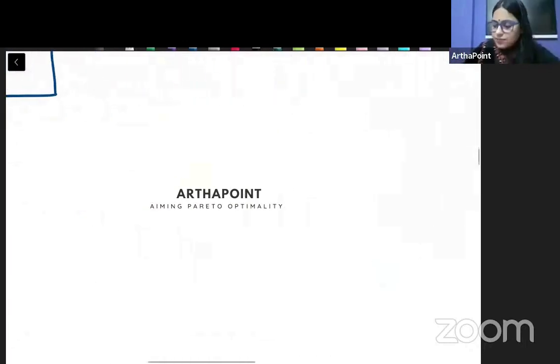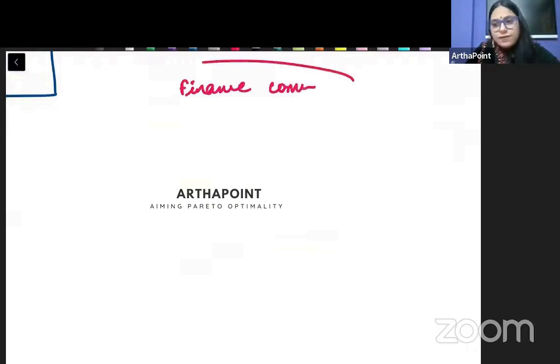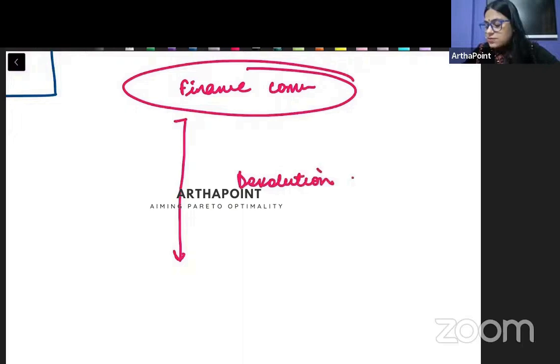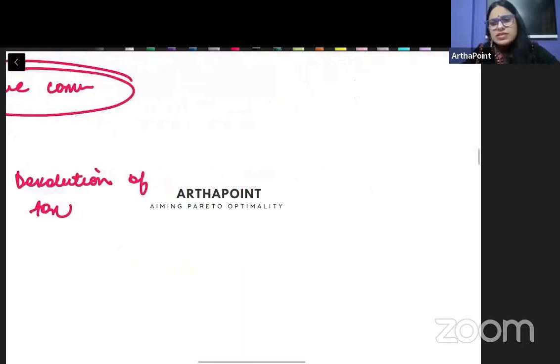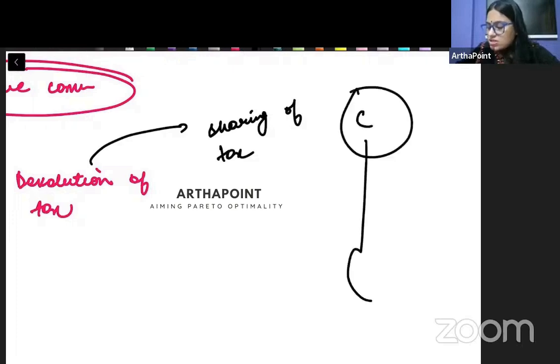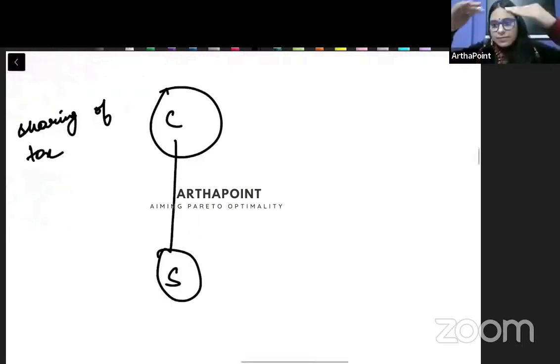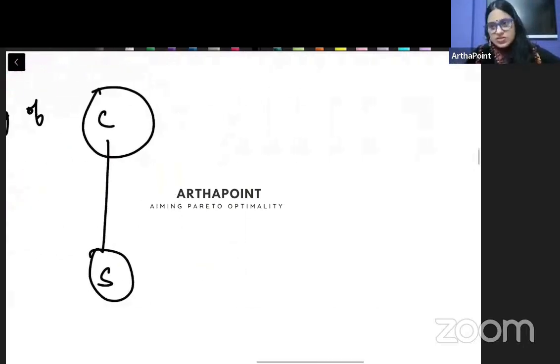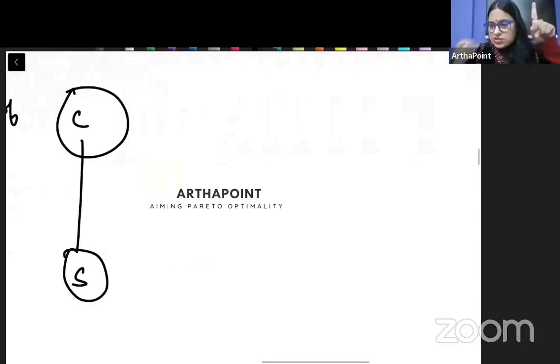अब थोड़ा समझ लेते हैं. What is Finance Commission's role? The role of Finance Commission is to tell how devolution of tax will take place. Devolution of tax means what? It means sharing of tax. मतलब सेंटर और स्टेट के बीच में टैक्सेस कैसे बटेंगे, how taxes will be shared between center and state, that is called as devolution of tax. ठीक है, that's the first thing it tells.